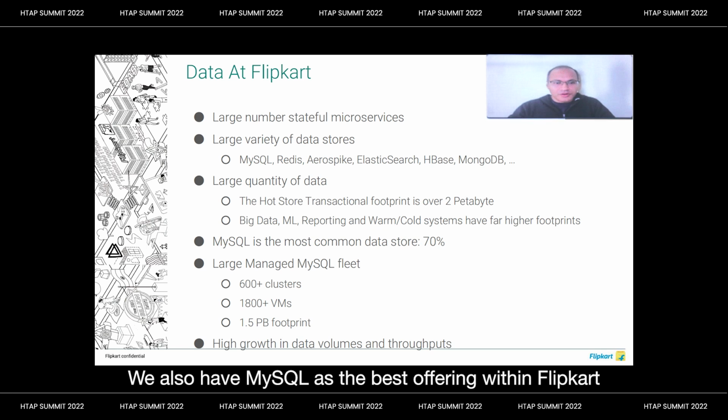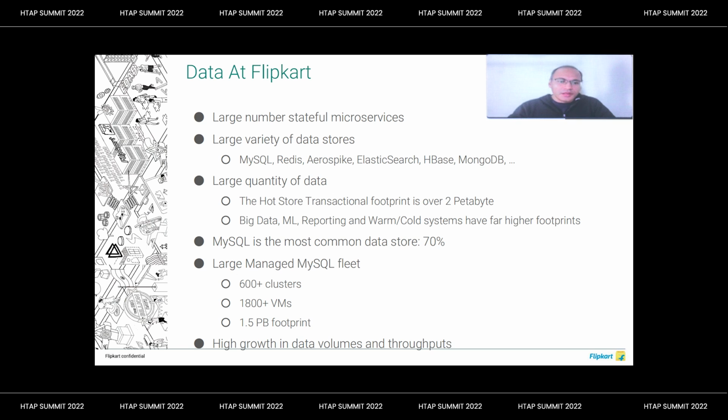We also have MySQL as a DBaaS offering within Flipkart. This DBaaS offering handles more than 600 clusters, which are spread over more than 1,800 VMs. And that footprint itself is 1.5 petabytes. And of course, with the growth in business, this data volume is growing, the throughputs are growing.